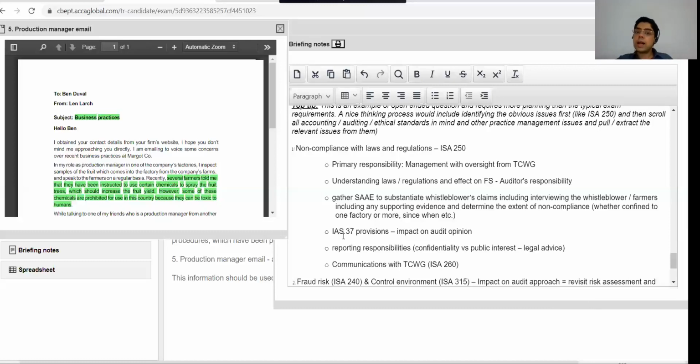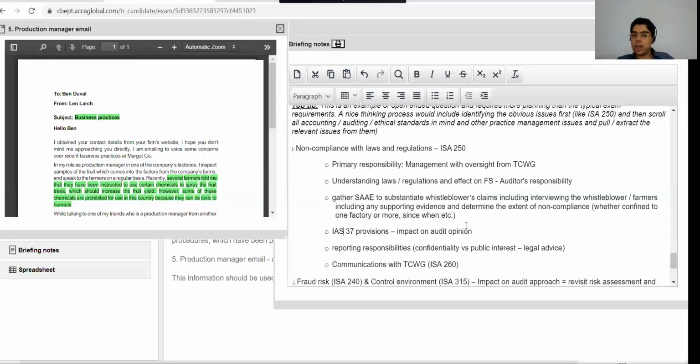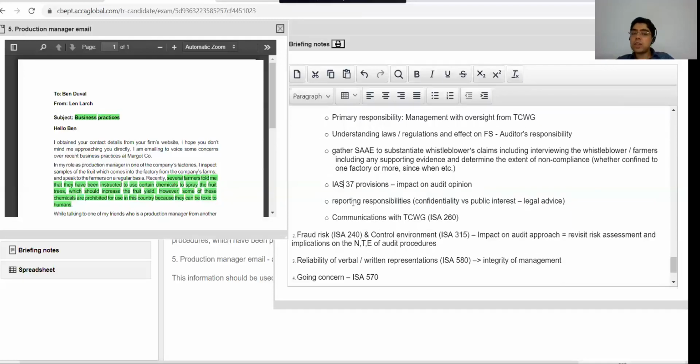Then look at the accounting issues, IAS 37, provisions. What could be the impact on the audit opinion if there's a material non-compliance, and that could lead to a material fine or penalty that has not been recognized or provided for in the financial statements. You could also have to consider the reporting responsibilities.